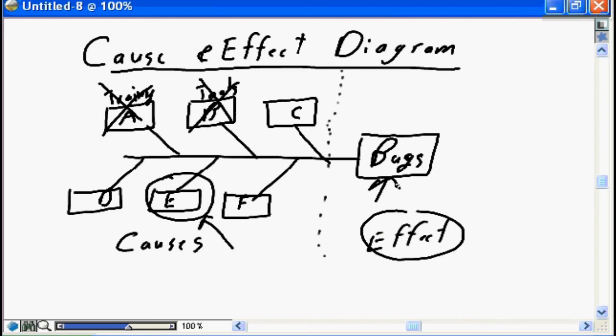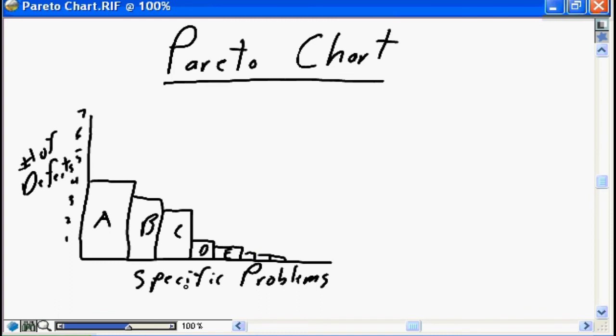Another very common technique used is the Pareto chart. The Pareto chart is used where you can identify specific problems. You can categorize defects or problems related to your project into a number of categories. For simplicity, I've just labeled them A, B, C, D, E, and you can measure the number of defects associated with each one of the problems.